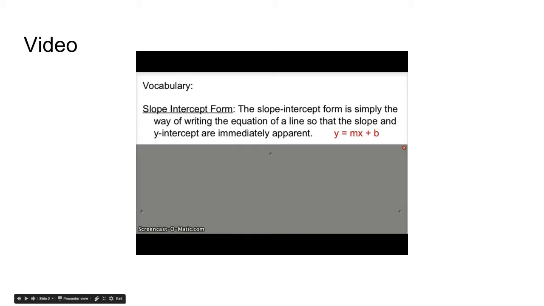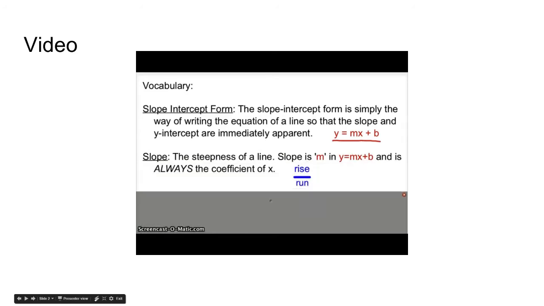So I can recognize in slope-intercept form, I can immediately pick out the y-intercept and I can immediately pick out the slope. You need to have this equation memorized. It is very, very important. So y equals mx plus b, you need to have that memorized. Start working on it now. Keep telling yourself y equals mx plus b. That's slope-intercept form.